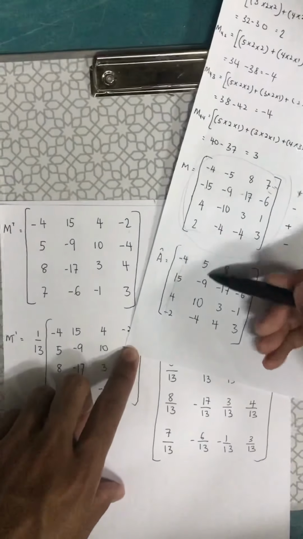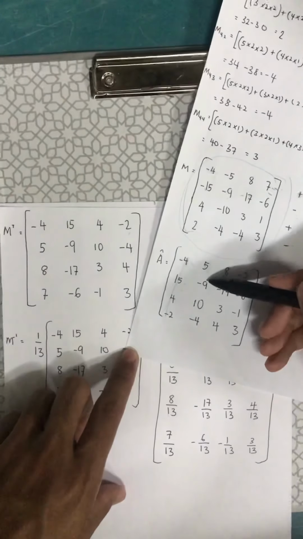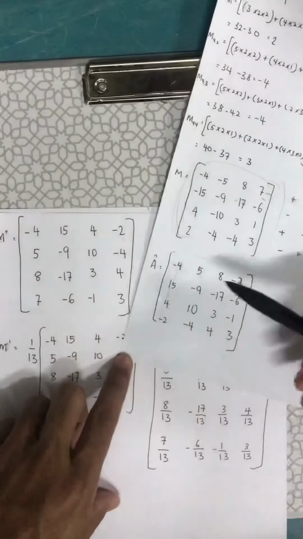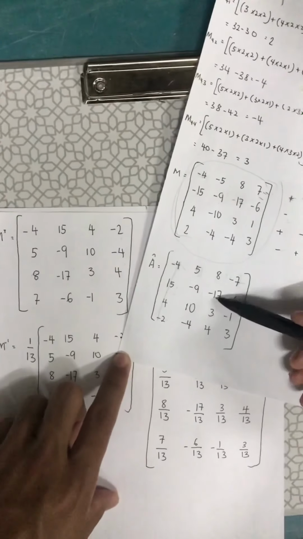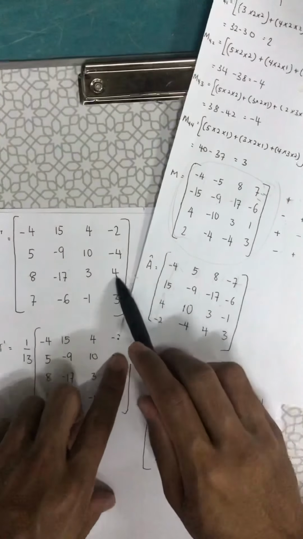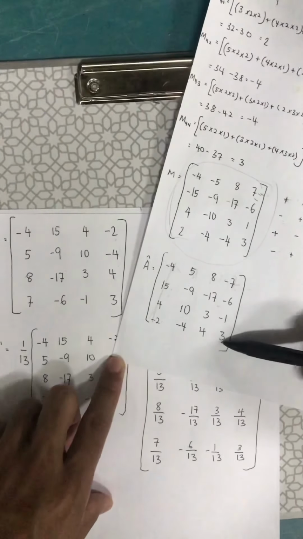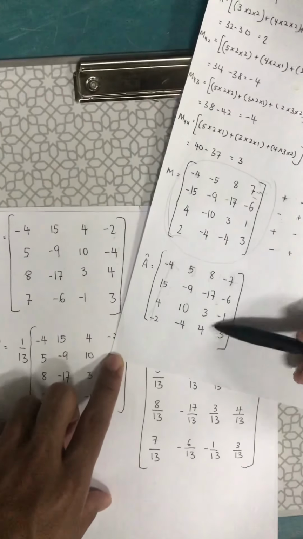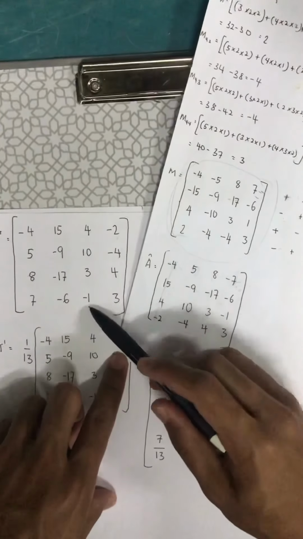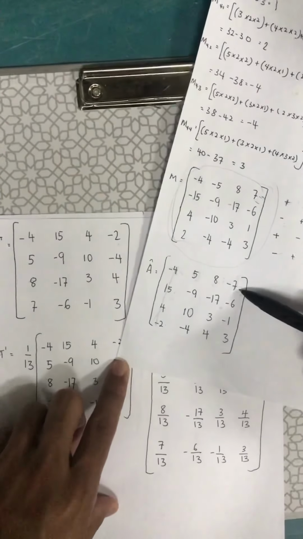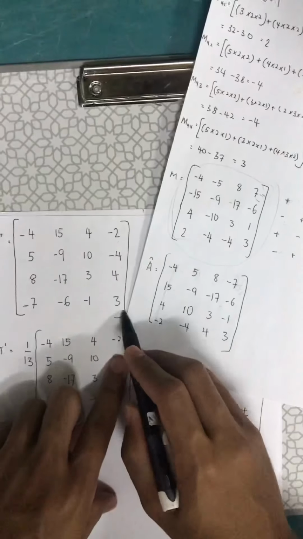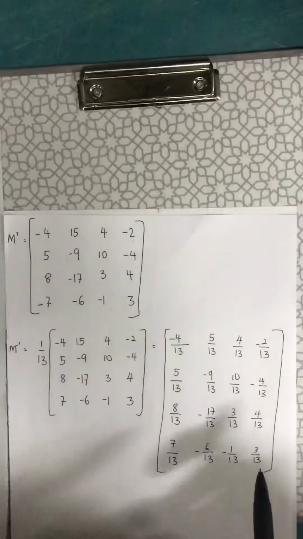Same goes to the second column. We have to change it to become the second row. So 5, -9, 10, -4. And third column, we have to change it to become the third row. So the third row for the numeric is 8, -7, 3, 4. And the last, which is the fourth column, we have to change it to become the fourth row for the adjoint matrix, which is -7, -6, -1 and 3. So that is for the adjoint step.